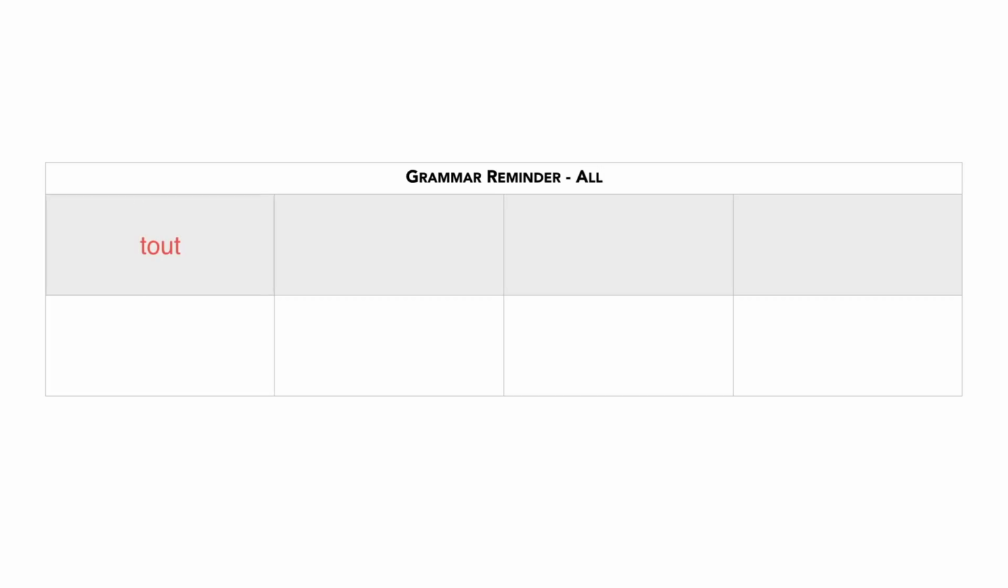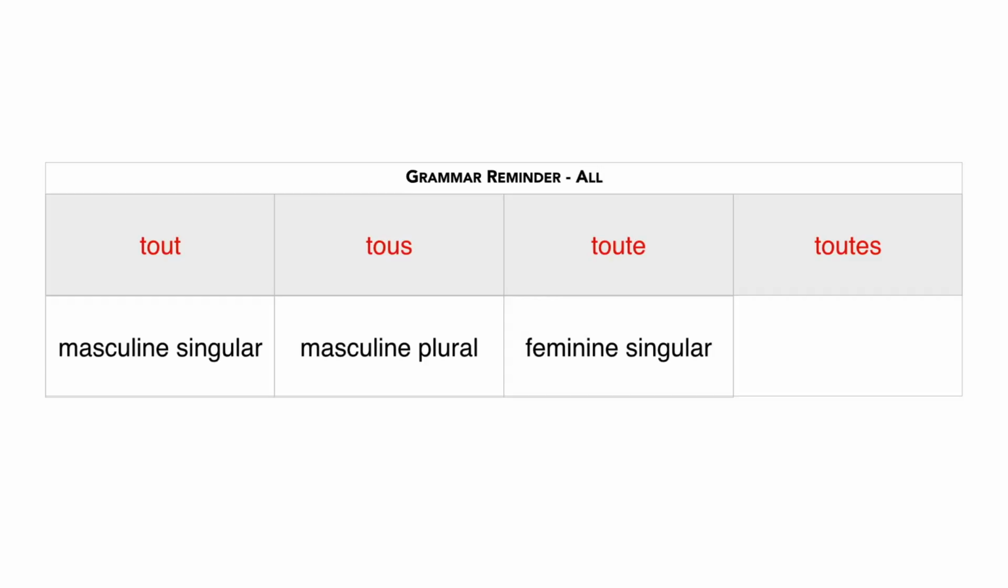And as always, let's do our grammar reminder. You've already learned all of the grammar at the beginning of this course, but we want to remind you to make sure that you remember. All right, so today our reminder is on the word all. There are 4 ways to say all. Tout, tous, toute, toutes. And they are masculine singular, masculine plural, feminine singular, feminine plural.